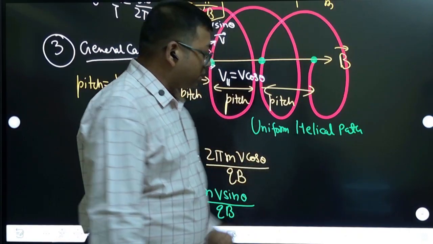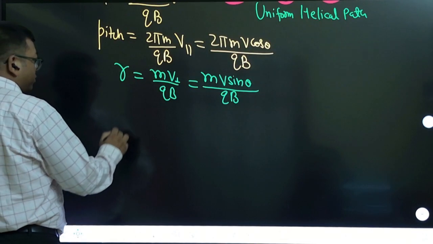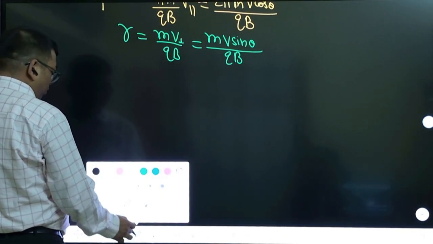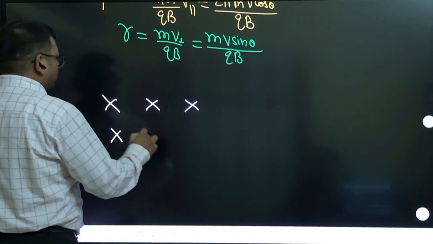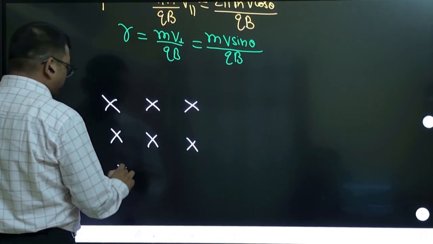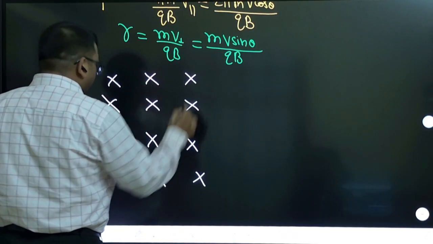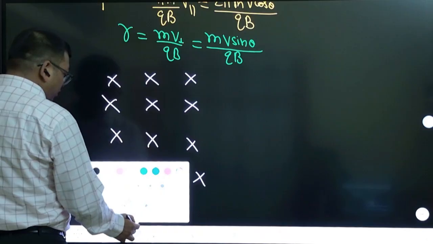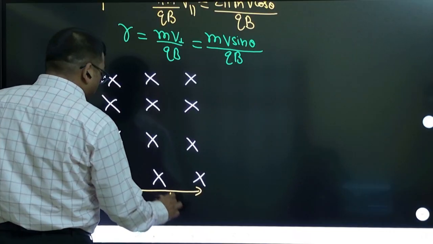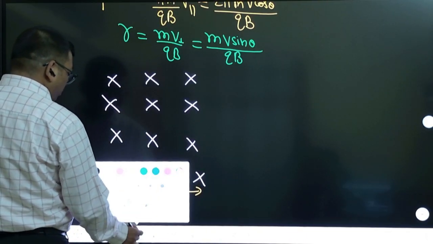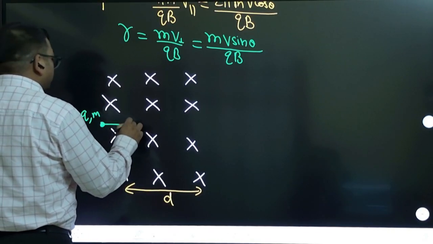Now let us understand the formula for deflection. Suppose you consider a magnetic field; most of the questions will be like this. A perpendicular magnetic field will be there. Let us say the magnetic field is perpendicular like this, and it is only present up to a distance of d. A charged particle of charge q and mass m is going to enter with a speed v.